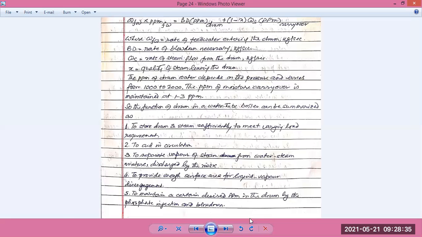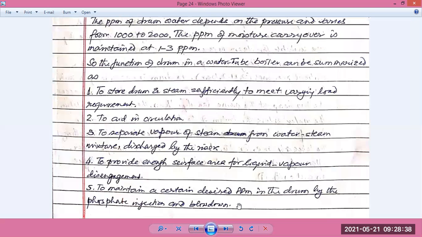So as a whole, what is the function of the drum? I'm just giving you a slight recapitulation of the matter.